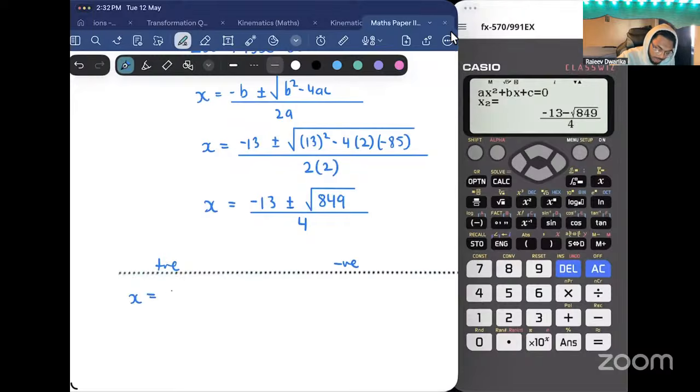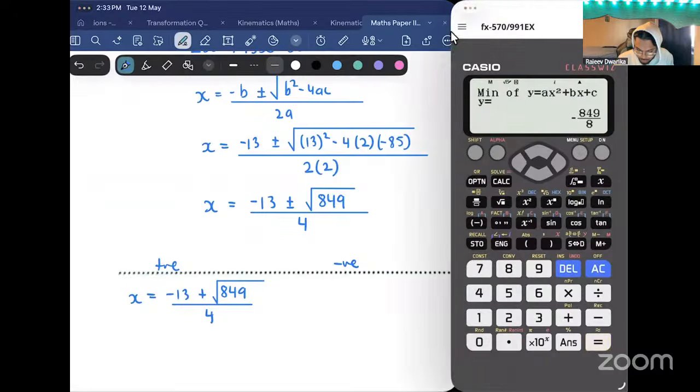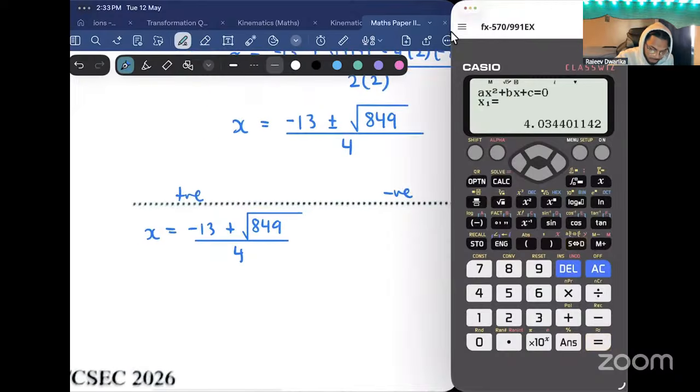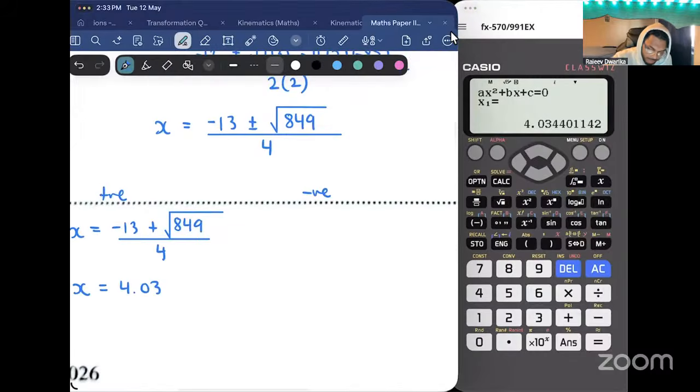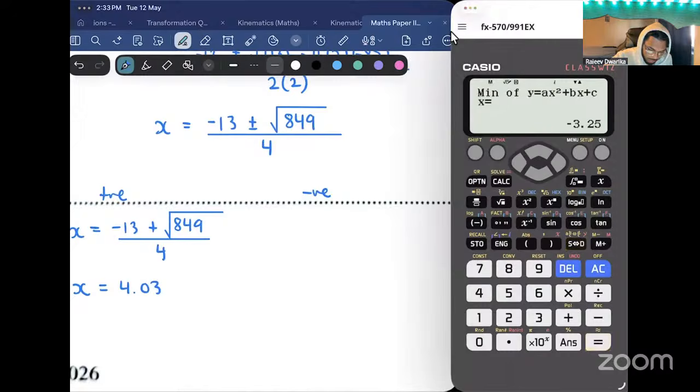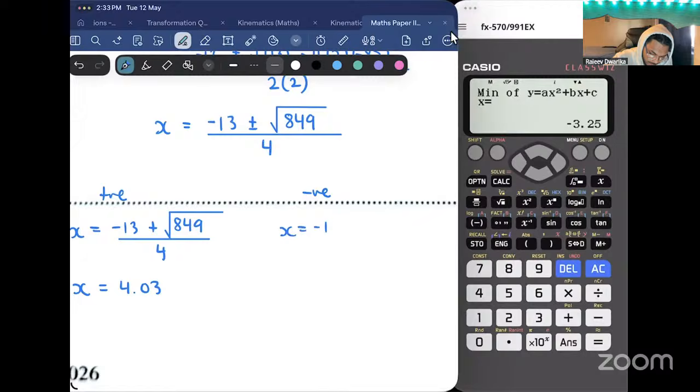The positive solution is going to be negative 13 plus the square root of 849, all over 4, which is going to be 4.03. It's three significant figures, right? And the negative solution is x equals negative 13 minus the square root of 849 over 4, and in the calculator I'm getting minus 3.25.